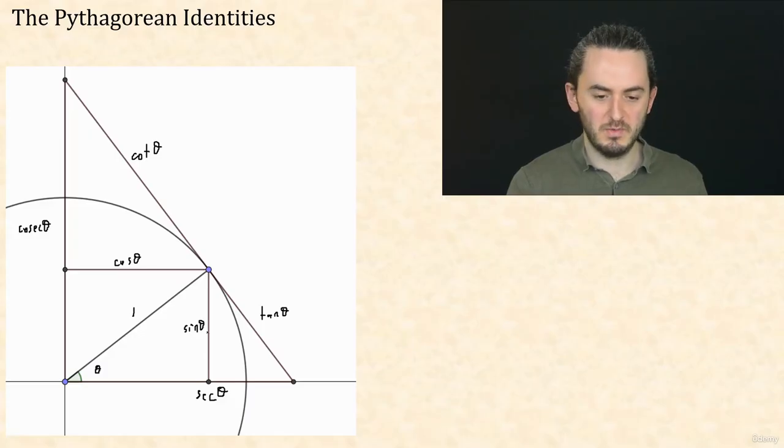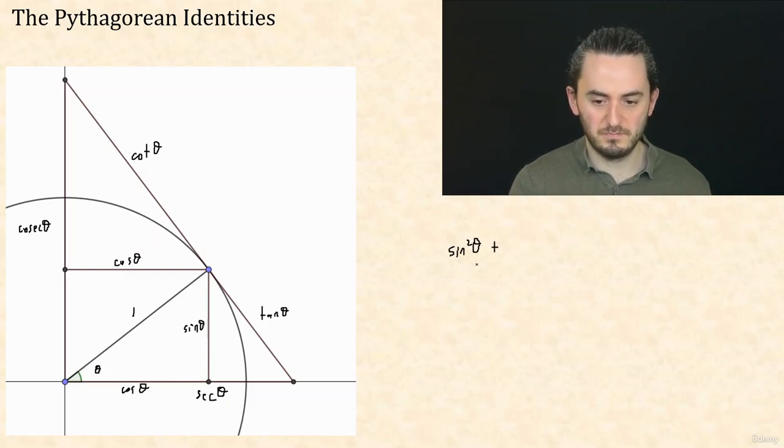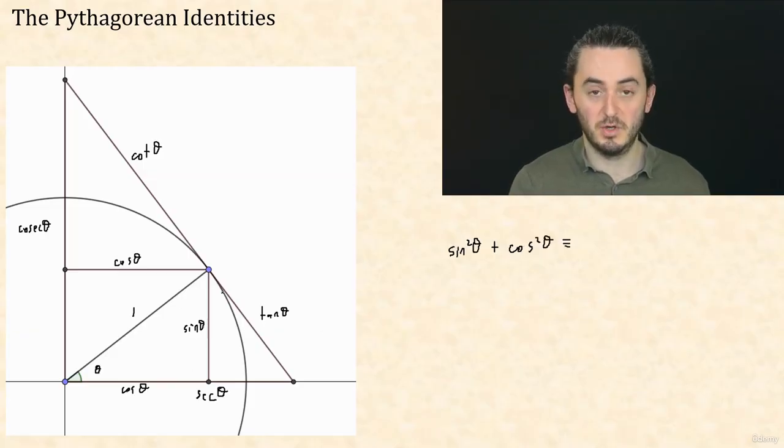Well, let me just remind you how we did that with sine squared theta plus cos squared theta equals 1. Well, if that length is cos theta, so is this. And look at this right angle triangle here. If we apply Pythagoras' theorem to that, we do indeed get that this side squared, sine squared theta, plus this side squared, which is cos squared theta, equals, or is identical to, is always the same as the hypotenuse squared, which is 1. So there's our first Pythagorean identity.